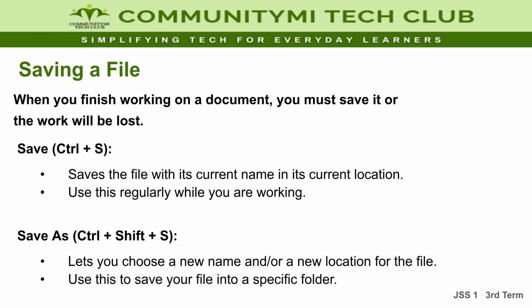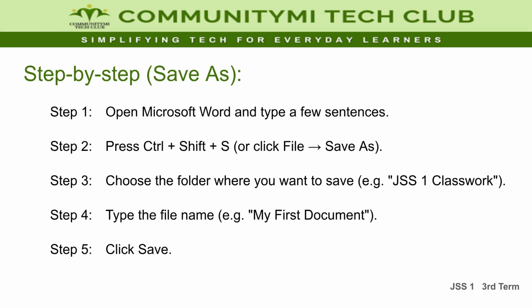Save, Ctrl+S, keeps the current file name and location. Use Save As, Ctrl+Shift+S, to choose a new name or a specific folder for your file. To Save As, open Microsoft Word and type some text. Press Ctrl+Shift+S or go to File and select Save As. Choose your folder, type the file name, and click Save.